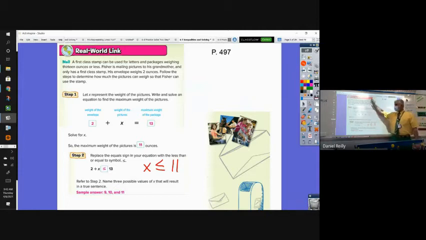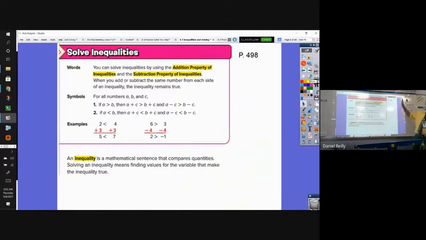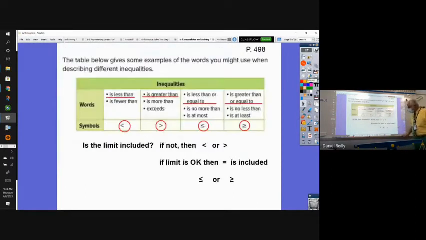All right. So this is a real world situation of inequality to solve, which we're not going to do until we come back from break. And we're not going to do real world ones until we come back from break. But we've got to talk about the symbols here and solving inequalities. So the book jumps right into solving inequalities. But before we do that, we're going to talk more about what these symbols mean and how the words maybe translate to the symbols that we use. Okay. So this table on page 498 is an important thing to look at.